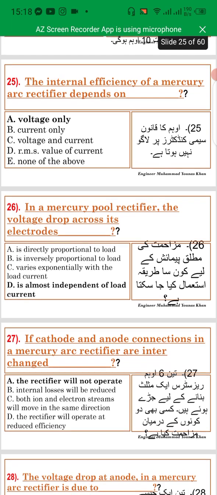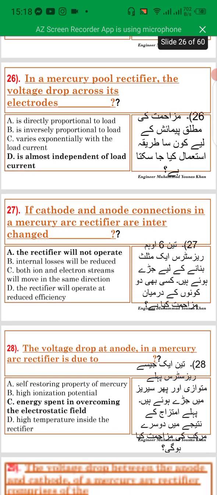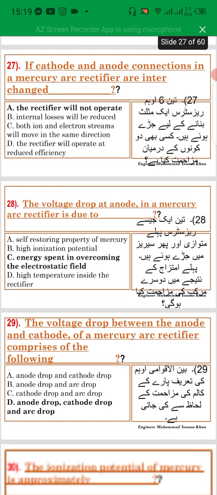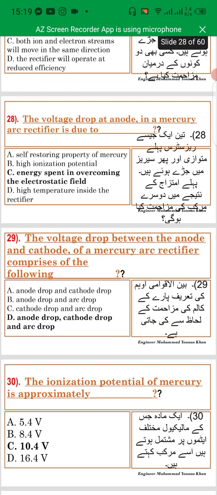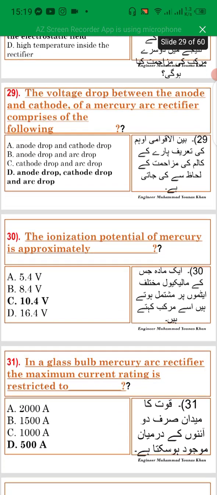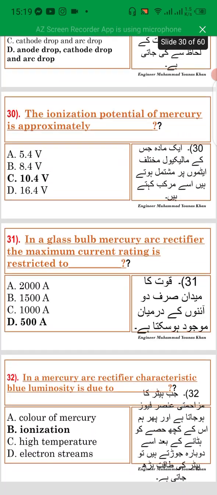The internal efficiency of a mercury arc rectifier depends on voltage only. In a mercury arc rectifier, the voltage drop across its electrode is almost independent of load current. If cathode and anode connection in a mercury arc rectifier are interchanged, the rectifier will not operate. The voltage drop at anode in a mercury arc rectifier is due to energy spent in overcoming the electrostatic field. The voltage drop between the anode and cathode of a mercury arc rectifier is comprised of the following: anode drop, cathode drop, and arc drop.